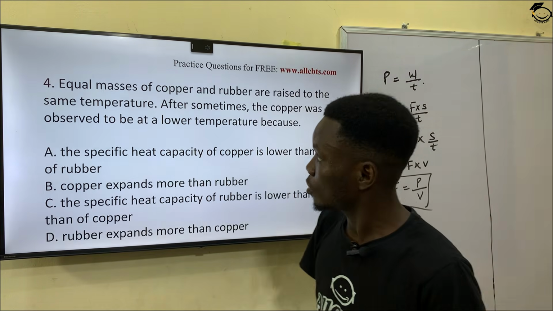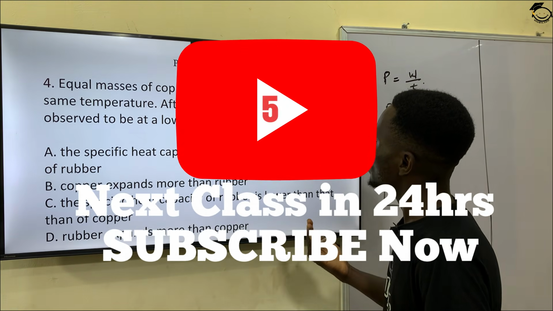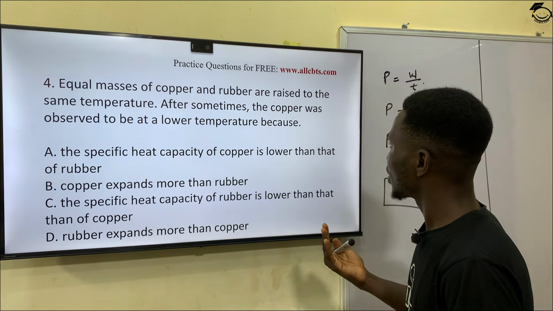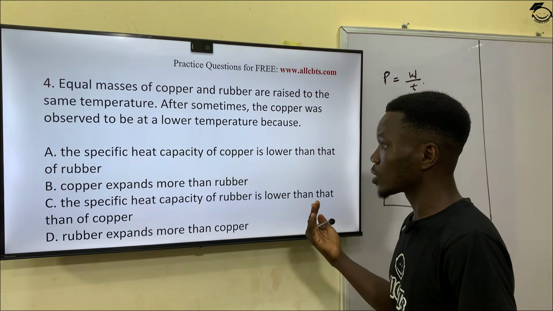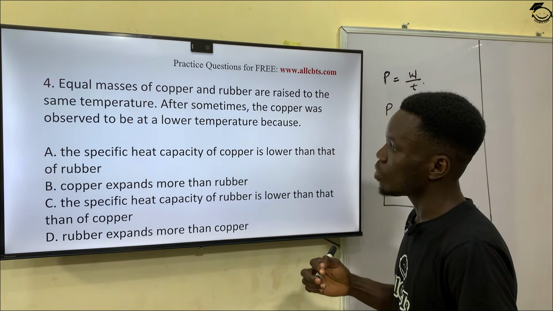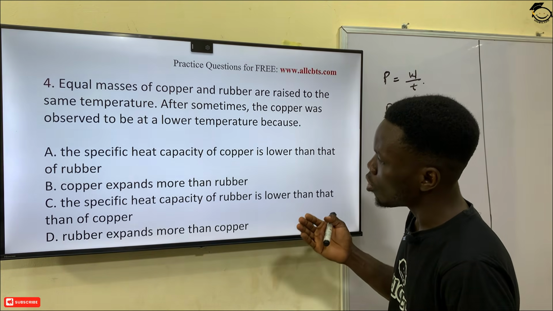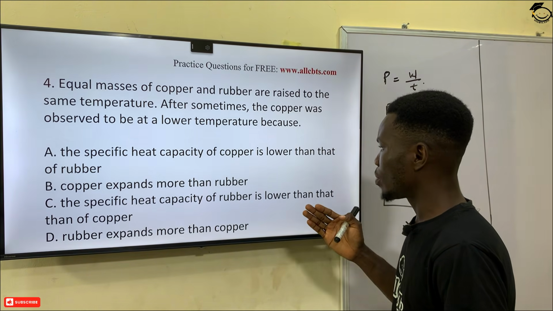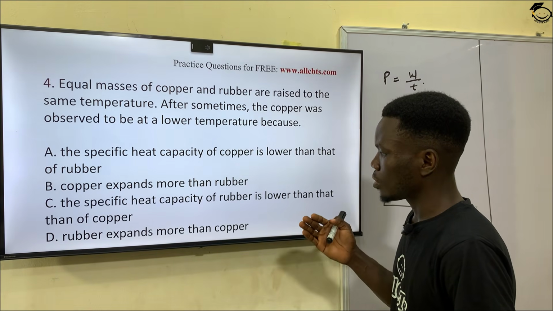That takes us to the next question, which says, equal masses of copper and rubber are raised to the same temperature. After some time, the copper was observed to be at a lower temperature because option A says the specific heat capacity of copper is lower than that of rubber. Option B says copper expands more than rubber. Option C says the specific heat capacity of rubber is lower than that of copper. Option D says rubber expands more than copper.